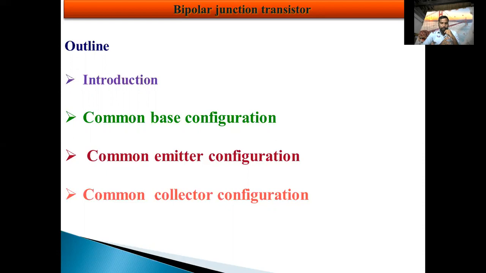PNP transistor or NPN transistor, both have majority charge carriers and minority charge carriers. Using these majority and minority charge carriers, we discuss the current components in the transistor. That is, IE is equal to IPE, the majority charge carriers in a PNP transistor, plus INE, the minority charge carriers.